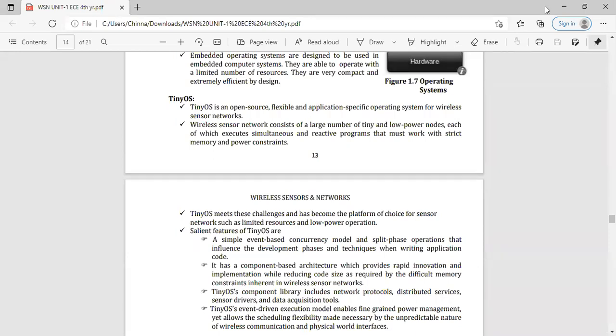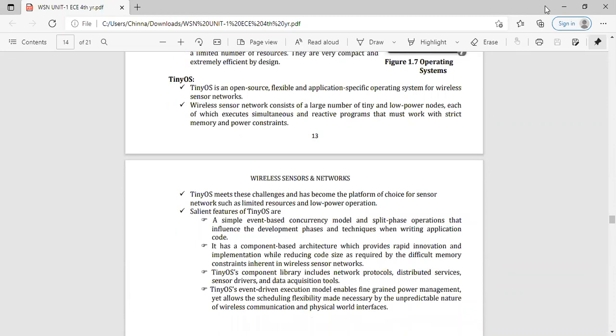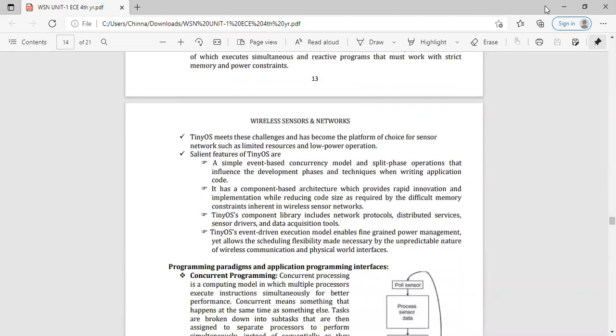So TinyOS also has challenges. It becomes the platform of choice for sensor networks that have limited resources and low power consumption. Whenever you write a program, there are always challenges: limited resources, low power consumption, low power operations. TinyOS functions successfully. The salient features of TinyOS are a simple event-based concurrent model and split-phase operations that will be developed in phases, a technique used when writing application code.